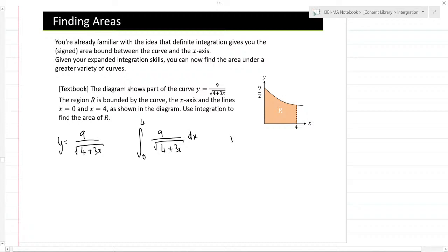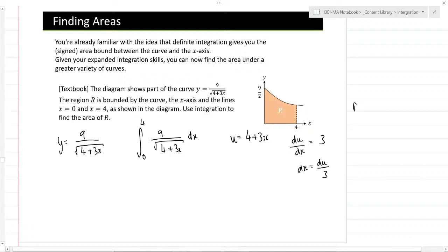So I'm going to say, let u be equal to 4 plus 3x. In which case, I then need to differentiate this. So du by dx is equal to 3. So dx is equal to du over 3. I've got to be really careful. What else do I need to change if I'm using substitution? Not x, I don't actually need that in this one. The boundaries, yeah, the limits, okay?